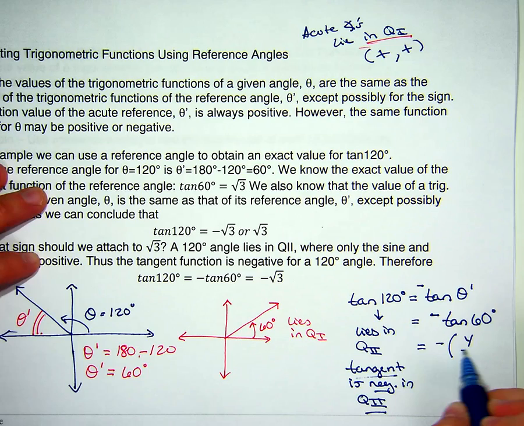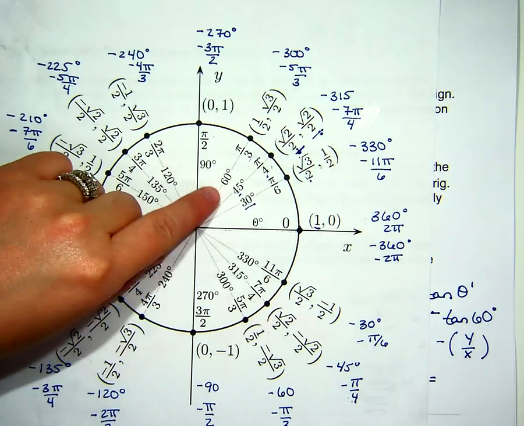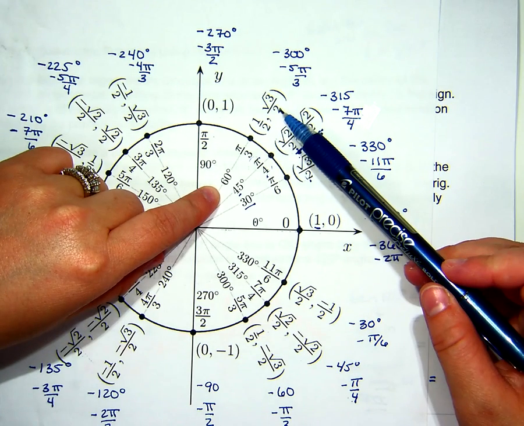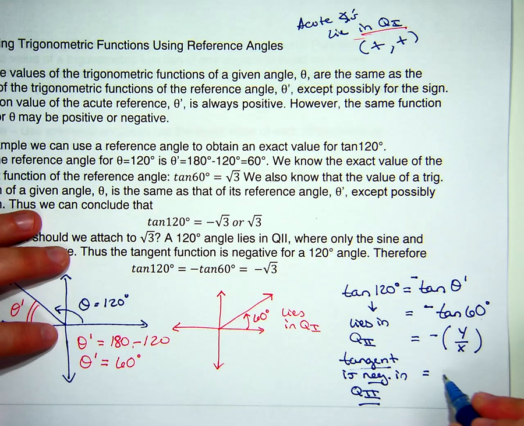Remember, tangent for any circle is y over x. So go to 60 degrees on your unit circle. Here we are. We want y divided by x. Square root of 3 over 2 divided by 1 over 2. The 2's will cancel, so you'll be left with the square root of 3. But notice I'm supposed to take the negative of it, so that means I get negative square root of 3.